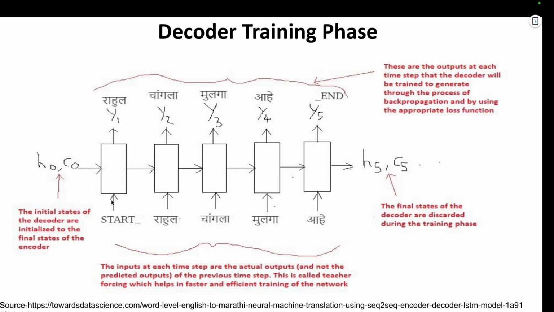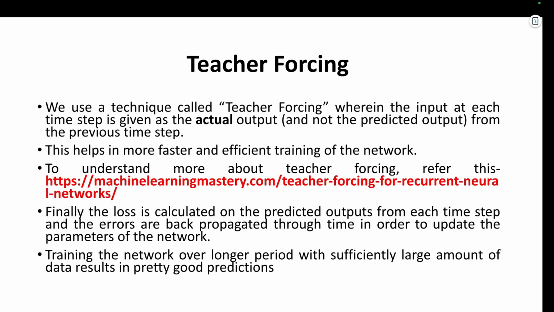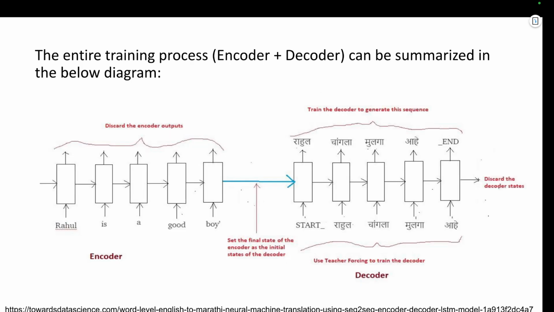Now after start, the next word should appear, that is Rahul. That output will be the next input for the next time step. Now again changla output will be generated, and that will be the input for the next step. Means in the teacher forcing method, the decoder is forced to predict the output based on the ground truth label. We use this technique, teacher forcing, wherein the input at each time step is given as the actual output from the previous time step.